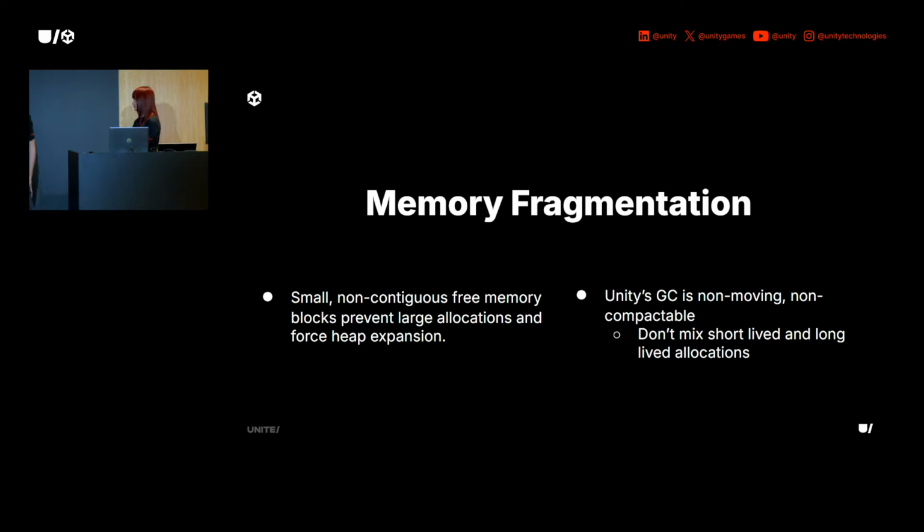The garbage collector in Unity is non-moving and non-compacting, which means that non-contiguous blocks of allocated memory are not rearranged to maximize total available contiguous memory. As a result, fragmentation can often result from repeated allocations and deallocations. So it's best practice to not mix short-lived and long-lived allocations. A quick side note: this is expected to change with the move to CoreCLR's garbage collector, which is moving and compacting. So sometime in the future, we will get some benefits from that.